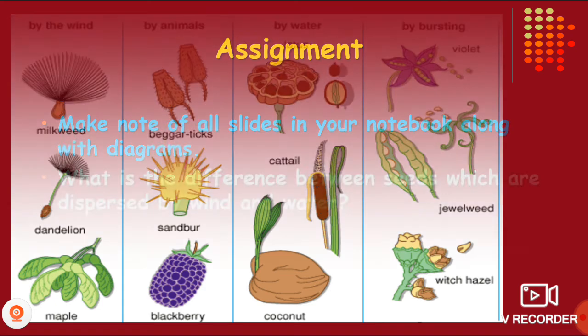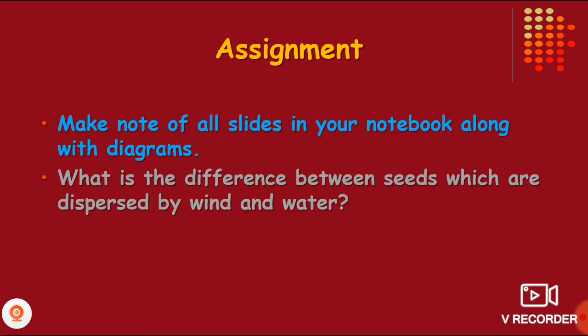So that's all for this video. What you have to do is make notes, and do this work: what is the difference between seeds which are dispersed by wind and water? You have to tell me that if a seed is dispersed by wind, what will be its characteristics and how it is going to differ from the seeds which are dispersed with the help of water. This is the assignment for this video.